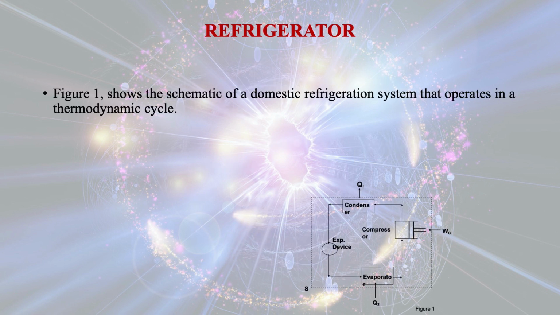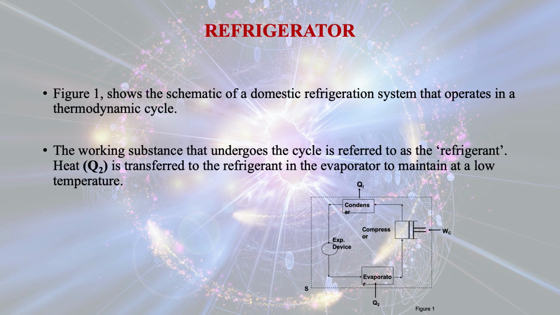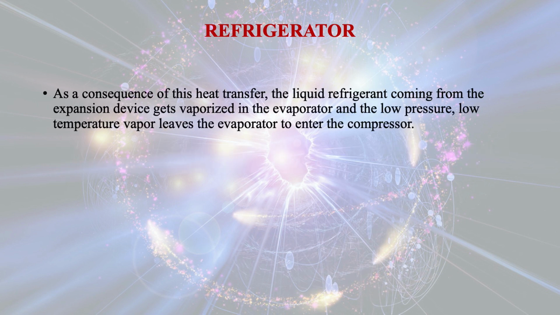Now, figure 1 shows the schematic of a domestic refrigeration system that operates in a thermodynamic cycle. The working substance that undergoes the cycle is referred to as refrigerant. Heat Q2 is transferred to the refrigerant in the evaporator to maintain it at a low temperature. As a consequence of this heat transfer, the liquid refrigerant coming from the expansion device gets vaporized in the evaporator, and the low pressure, low temperature vapor leaves the evaporator to enter the compressor.